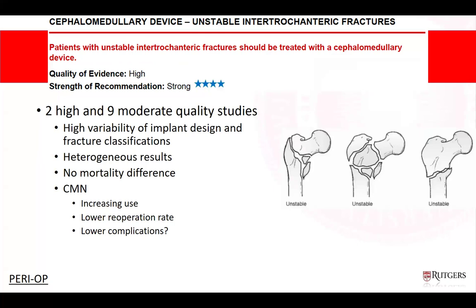In terms of unstable fractures, they should really be treated at this point with a cephalomedullary device. 2 high and 9 moderate quality studies showed significant better outcomes with a cephalomedullary device versus sliding hip screw. The problem with a lot of these studies is there's so many different implants. There's a lot of different fracture morphologies that are hard to standardize. And there really hasn't been shown to be any mortality difference.